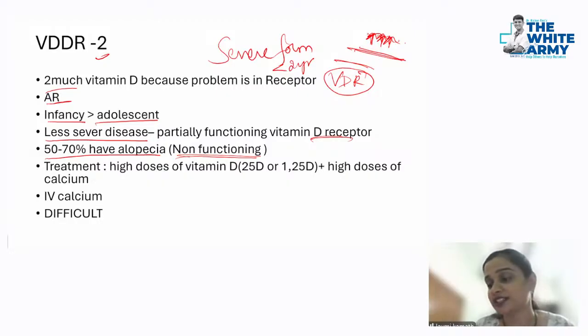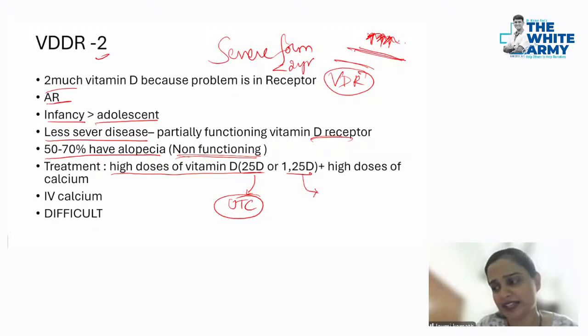So what is the treatment? High doses of vitamin D. Either you give 25D or 125D. Now 25D is the one which is generally available in our markets. Over the counter, what we get is 25 hydroxy D. This is a little pricey. Either of these you can give, because the problem of conversion to active vitamin D is not there.